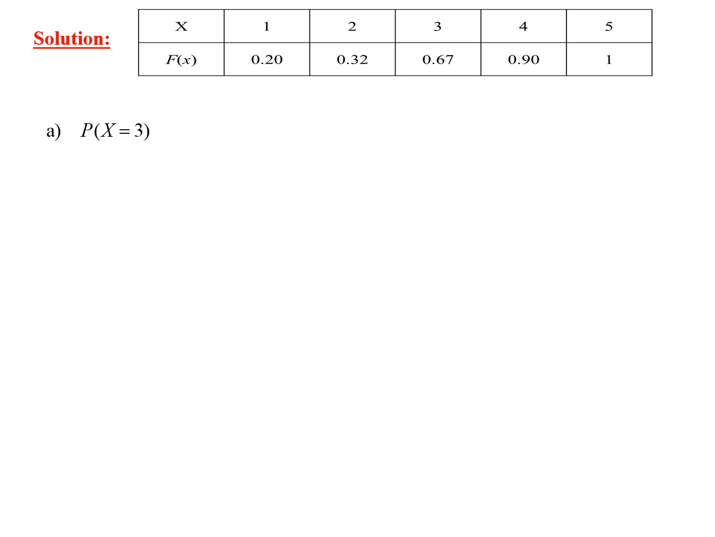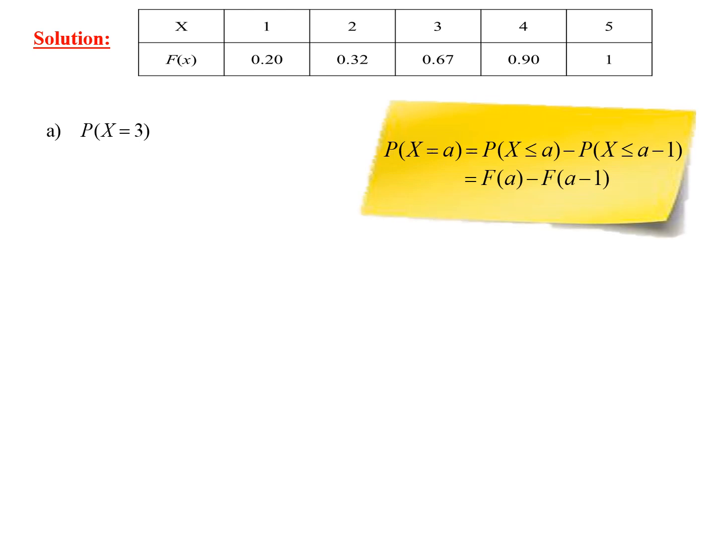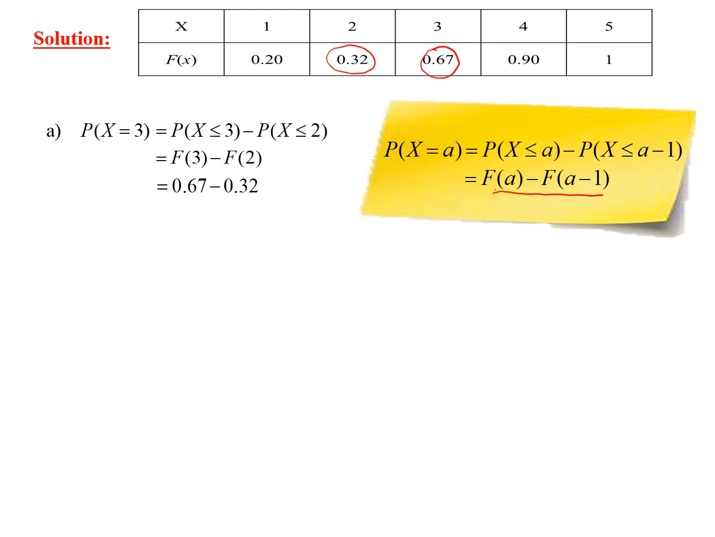Probability X equal to 3, we use the formula when we are going to find out the probability X equal to a. We need to use the cumulative distribution function, that is F(a) minus F(a minus 1). So for our solution here, we will use F(3) minus F(2). By referring to the table that is given, F(3) is 0.67, F(2) is 0.32. We substitute into the solution there, then we will get the answer is 0.35.